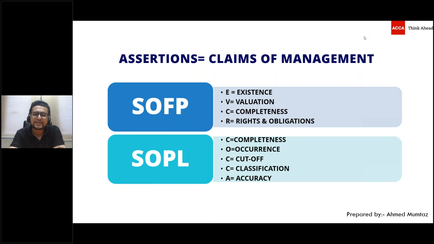The second assertion. As management, I will claim I have not recorded anything fake in it. So everything recognized by the management within the profit or loss account actually occurred during the year. The word occurrence is a twin sibling of the word existence. But the word existence is used for the statement of financial position items because the assets or the liabilities need to exist at a particular date, that is the reporting date of the client. But the profit or loss account items need to occur. The transaction has to happen during the year. So we don't call it existence. We call it occurrence.